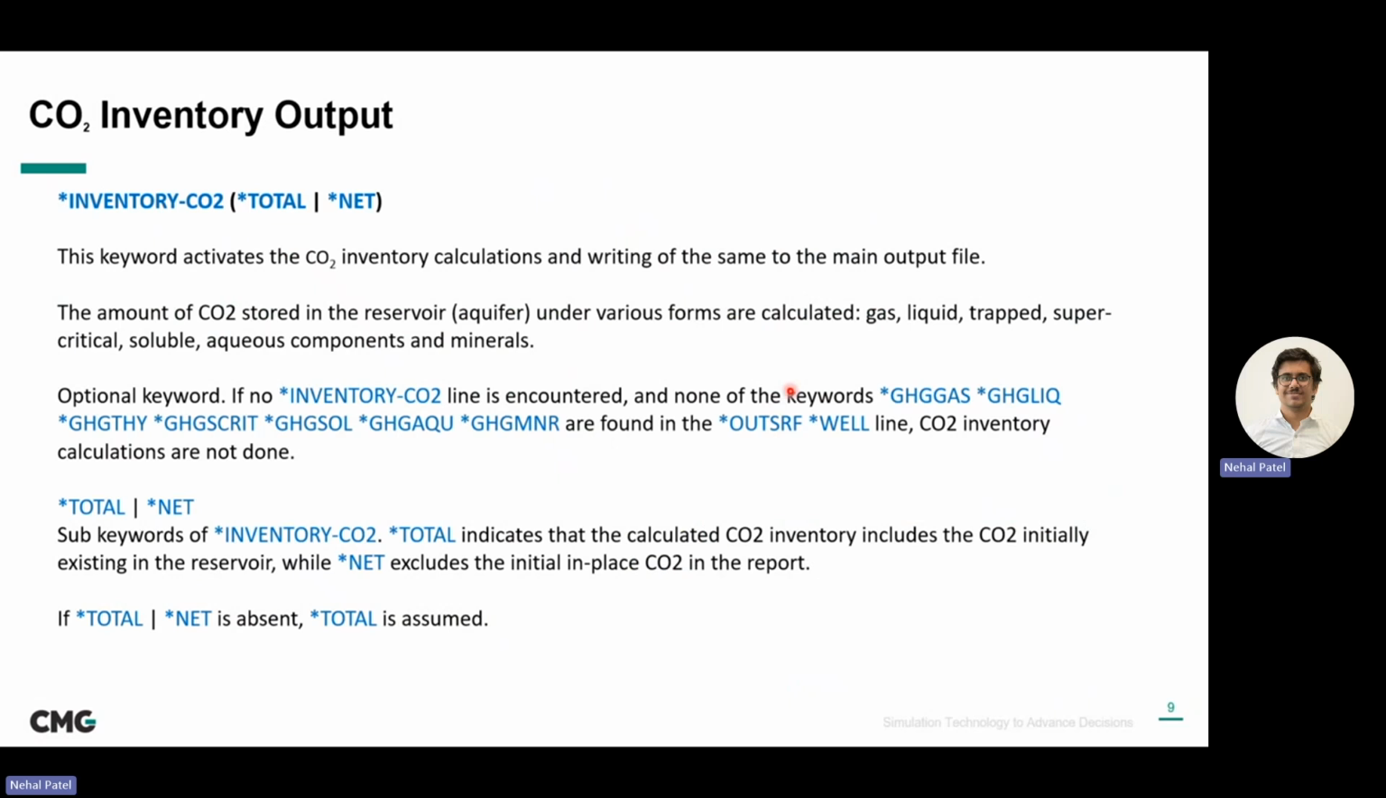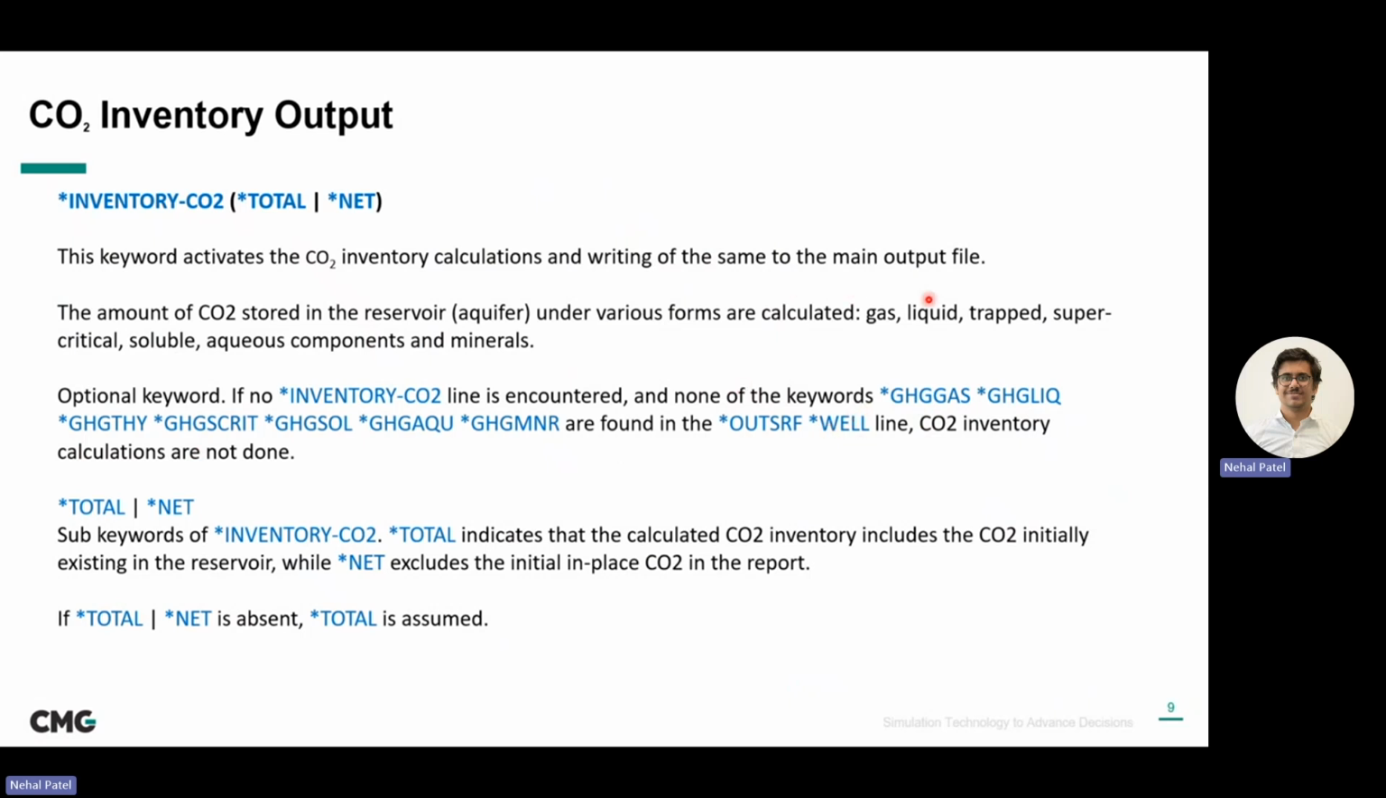Now we'll go into the CO2 inventory calculation. In CMG we have a keyword called inventory CO2. This is an optional keyword, and if we put this in, it will activate the CO2 inventory calculation and write the inventory table in the main output file. If you want to see the same thing in the results, there are some optional keywords you need to include in your data file, and then you can output the same thing in the results file as well.